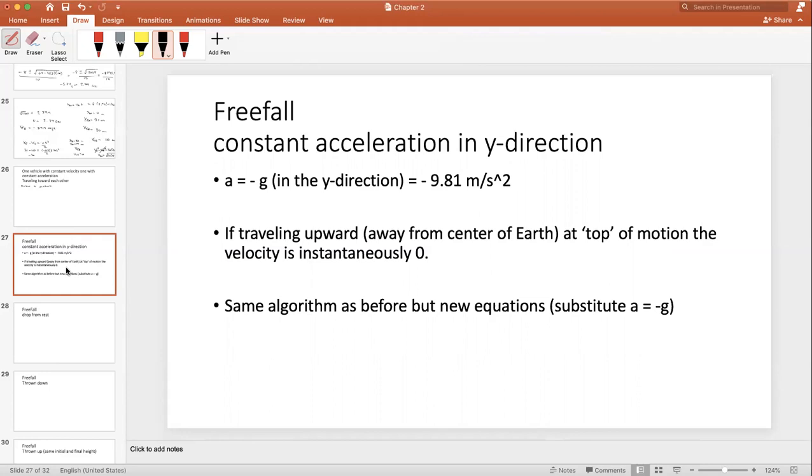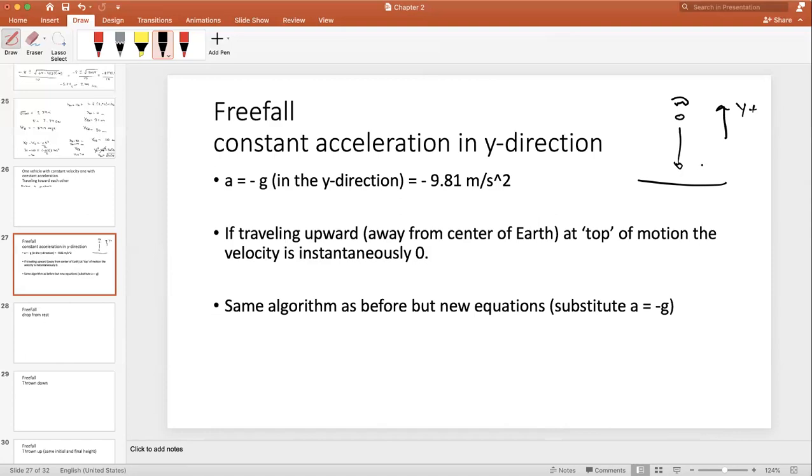What is in common with all of these is that we always choose the center of the earth to be down. So in any problem, if you're dropping a ball out of your hand, you drop a ball and it falls towards the center of the earth. Y has to be positive up, okay?